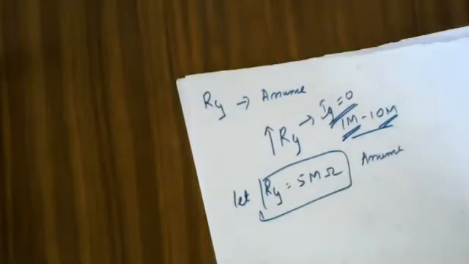Now we'll solve one more numerical on this topic. This will be a numerical on the drain to gate biasing circuit, the feedback biasing circuit. Okay, so we'll take this numerical now.